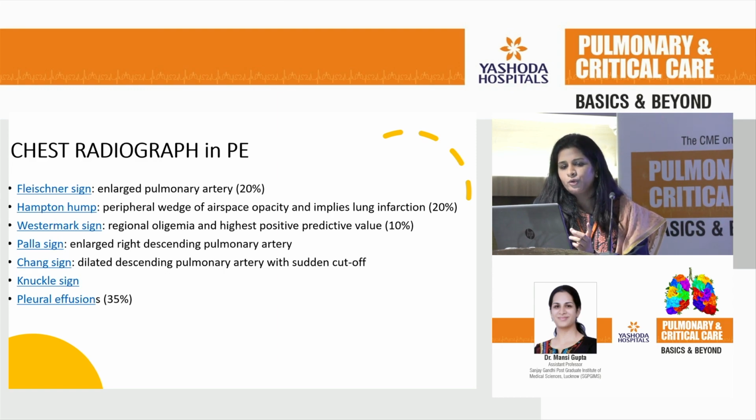And you have these signs: Fleischner sign, which is an enlarged pulmonary artery, Hampton's hump, which is basically a peripheral wedge-shaped opacity, Westermarck sign, Palla's sign, which is an enlarged right descending artery, and Chang's sign, which is a sudden cutoff in the artery. Knuckle sign is again a dilated artery which forms a knuckle-like thing, and bilateral effusions in 35% of patients.